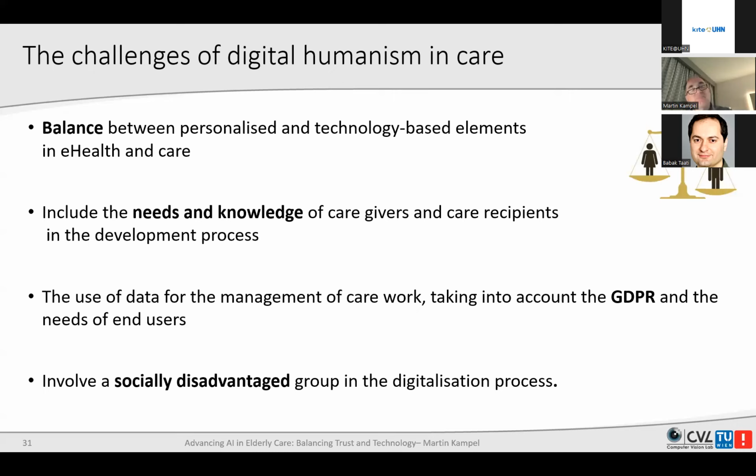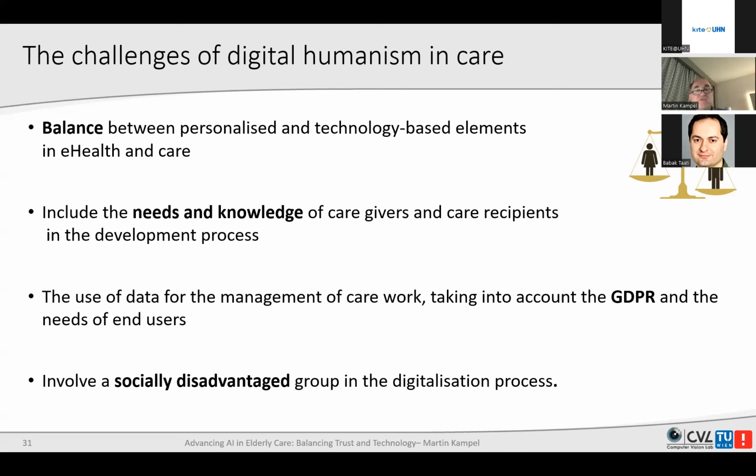What are the challenges of digital humanism in care? It's the balance between personalized and technology-based elements in e-health and care. It includes the needs and knowledge of caregivers and care recipients in the development process. This is also a very open topic. How do we tell our programmers, even at university, that it might be important to go to care facilities and have a look at how people live, what daily life looks like? This is still an open issue.